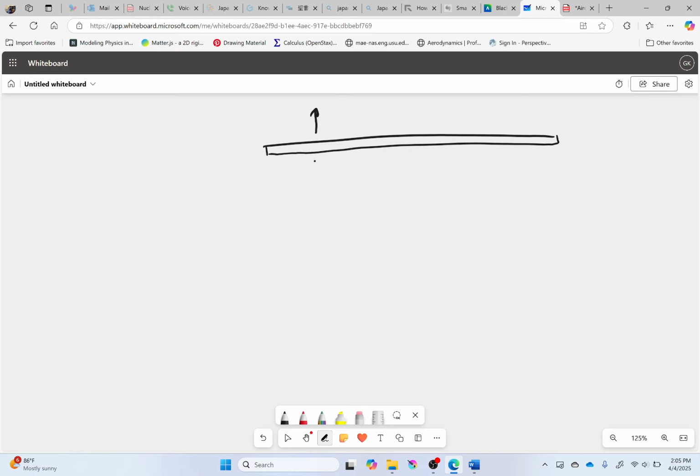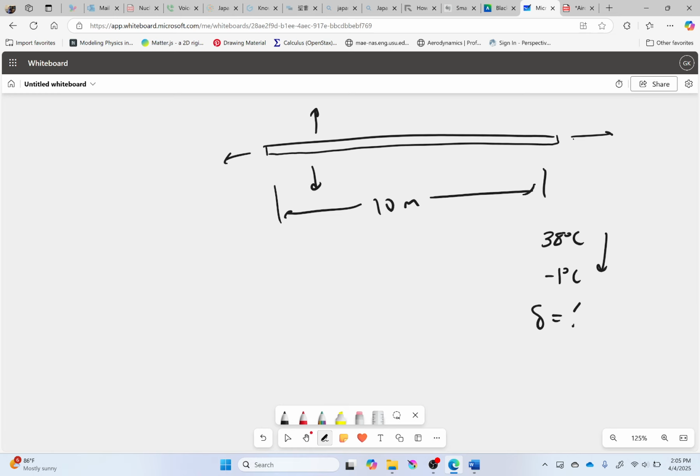And technically they're expanding in all directions, but in this case, all we're going to care about is how much longer it gets. So we have an aluminum wire. Why aluminum? Why not? It is 10 meters long initially. And I am going to cool it from 38 degrees Celsius to negative 1 degree Celsius. So starting warm and then going cold. Since it's cooling down, it's going to get smaller. And we want to figure out what is going to be the change in length.